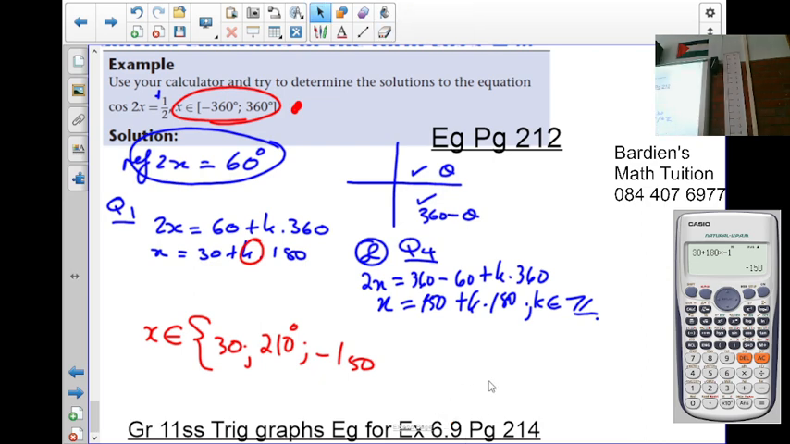Okay, so now we're going to put in minus 2. Let's try minus 2. Gives you an answer of negative 330. So is that inside or outside? Inside. So we're going to say minus 330, no?